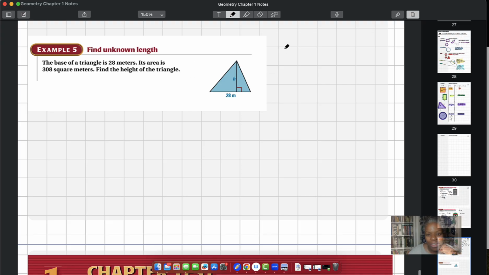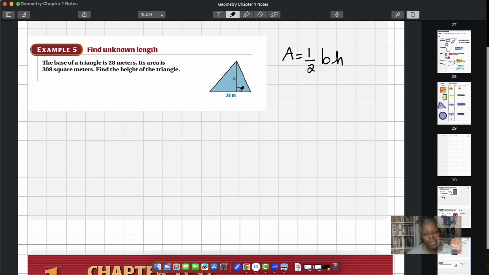Well, we're not finding the area, but they did give us information about the area. They also gave us information about the base, and we're looking for the height. So here's what you're going to do. You're going to write down the area of a triangle is equal to 1/2 the base times the height. I put the order differently, but it's not a big deal. 1/2 the base times the height.